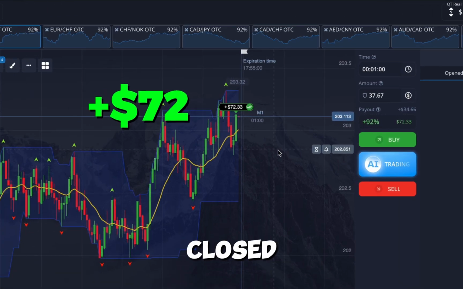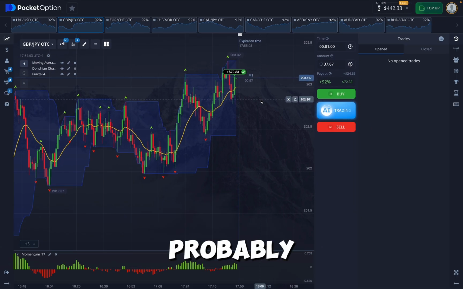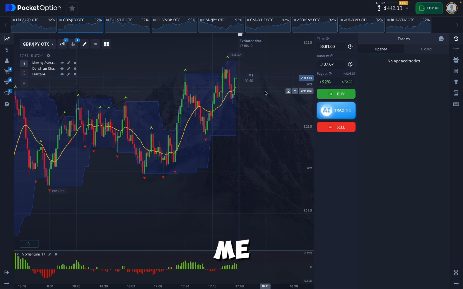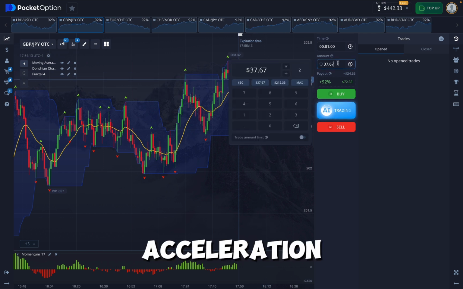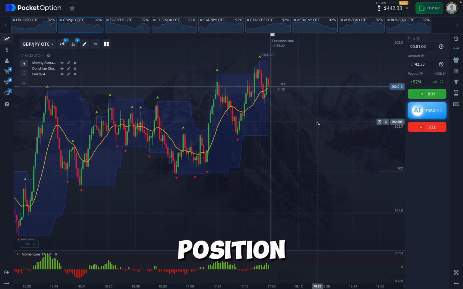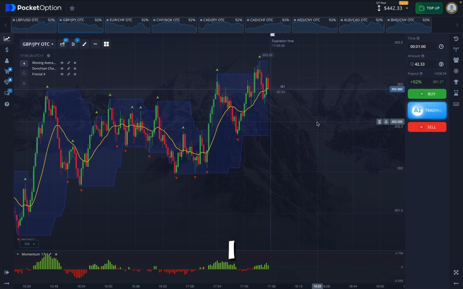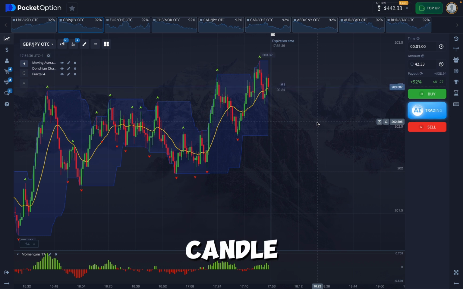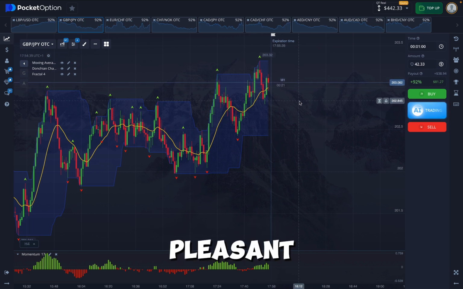And the position is closed at a plus. Great, let's probably open the final deal. In general, the profit on trading will more than suit me. It turned out to make a pretty good acceleration, so let's probably open the last deal in the amount of $42. And in general, even if the position closes at a minus, I won't be too upset and just figure out what else. I think it's also possible to open a position here, but of course the candle has already shown a not very pleasant momentum.